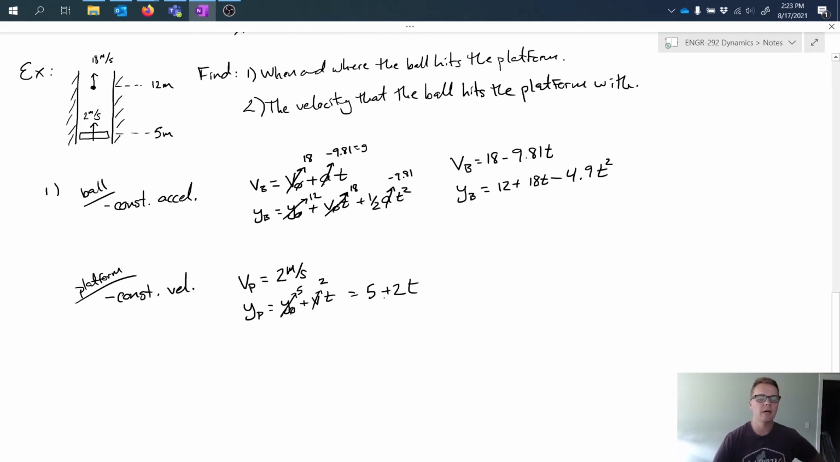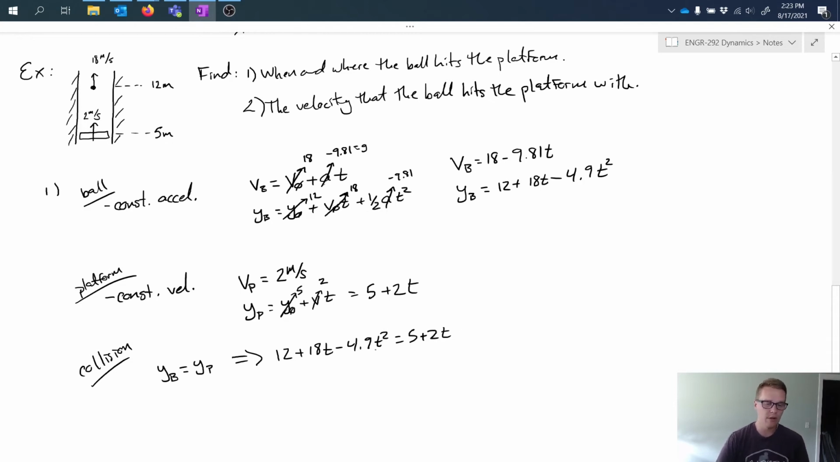So ultimately, the first part that we're looking at here is when and where this collision between the ball and the platform will occur. Based on the fact that we're looking for a collision, the condition under that assumption of these two things colliding is that they must have the same position. So we can set yb equal to yp, which gives us those two equations: 12 plus 18t minus 4.9t squared is equal to 5 plus 2t.